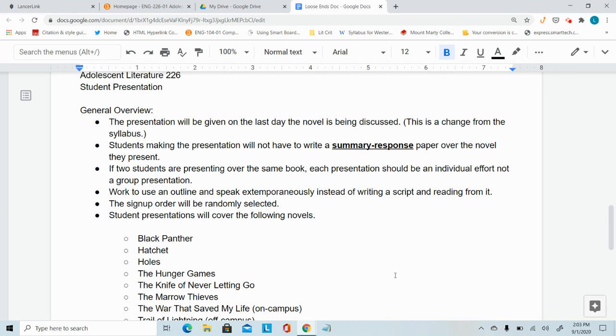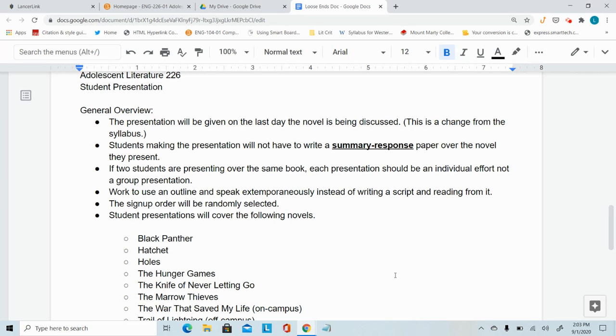Students making the presentation will not have to write the summary response paper over the novel. Please understand that that's the summary response paper. If it is the lit analysis paper, you can still skip a subsequent summary response, and we'll just negotiate that out as we go. Two students, if you're presenting over the same book, each presentation should be an individual effort. This is not a group presentation. It's one of the changes, I think, with COVID that I had to work in as well.